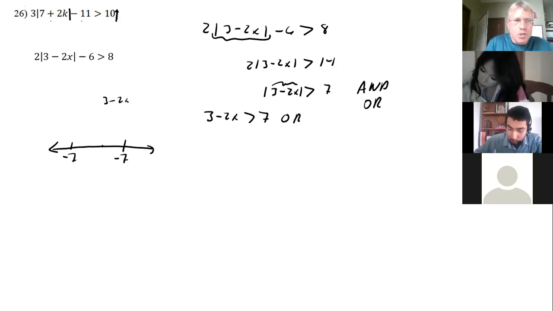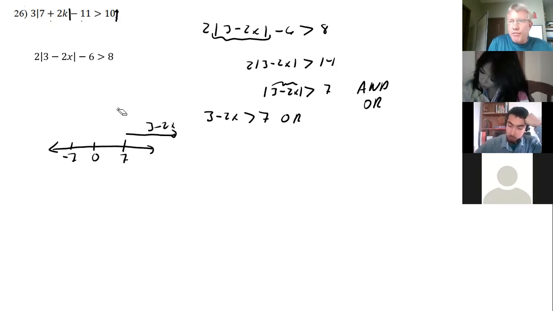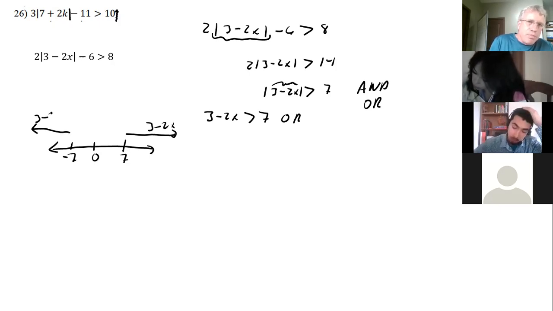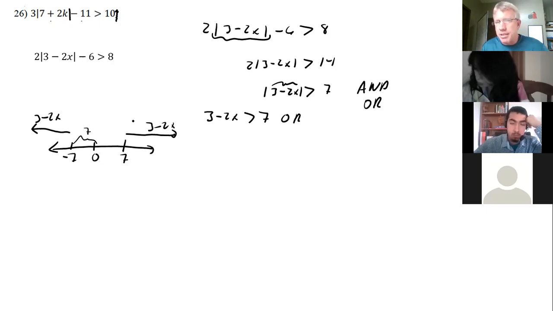For 3 minus 2x to be more than 7 away from 0, it could live out here. 3 minus 2x out here would be more than 7 from 0. And 3 minus 2x, if it were in this direction, it would also be more than 7 units away from 0, because negative 7 is exactly 7 units from 0 and positive 7 is exactly 7 units from 0.